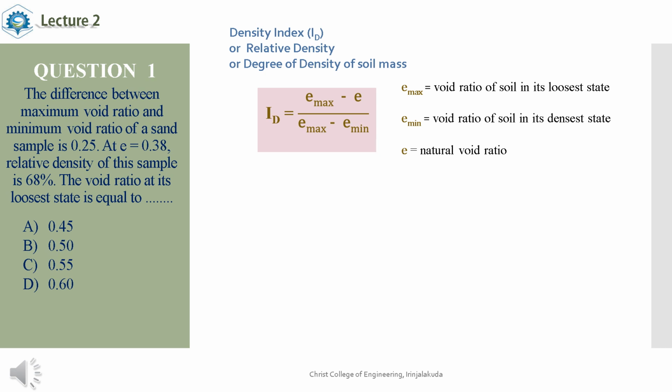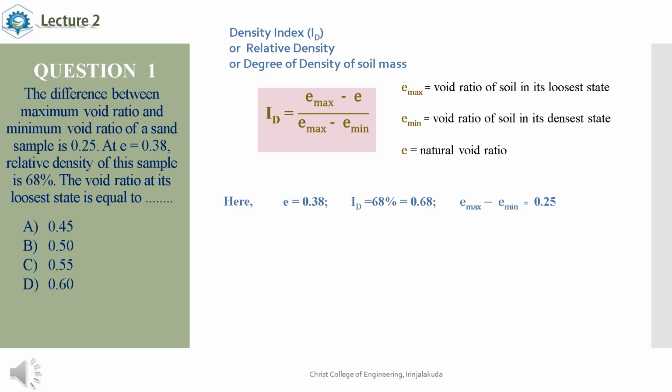So let's see what are the particulars given in this question. Here they have given e is equal to 0.38 and relative density is given as 68%. If we express it as a ratio, it is 0.68, and also they have given the difference between maximum void ratio, e max, and minimum void ratio, e minimum. So we can write e max minus e minimum is equal to 0.25. These particulars are given, and if we substitute in this equation, we can find out the unknown.